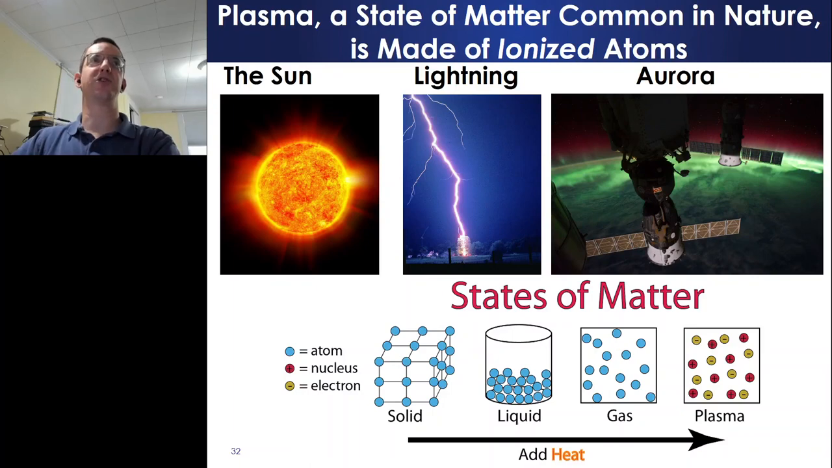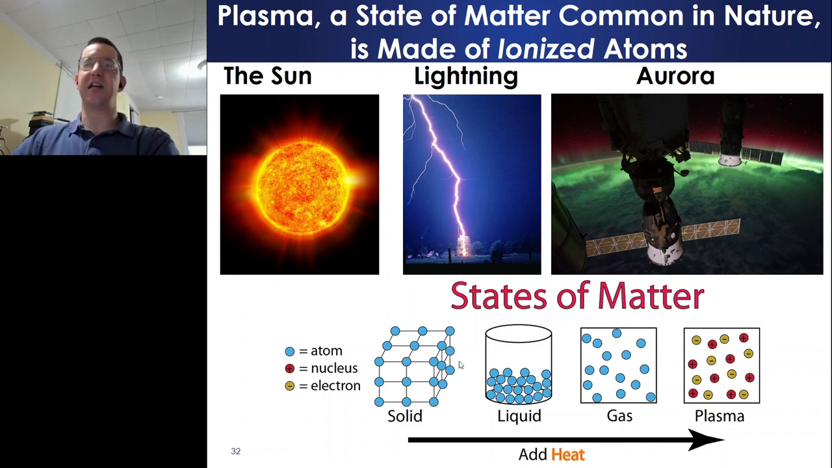A plasma is a state of matter common in nature which is made up of ionized atoms. Some examples of plasmas in nature are the sun, lightning, and the aurora borealis, or northern lights. A plasma is a state of matter, much like a solid, liquid, or gas. However, a plasma has a distinct difference from the other three states of matter in that it is ionized. In other words, the electrons and ions can move freely from one another.